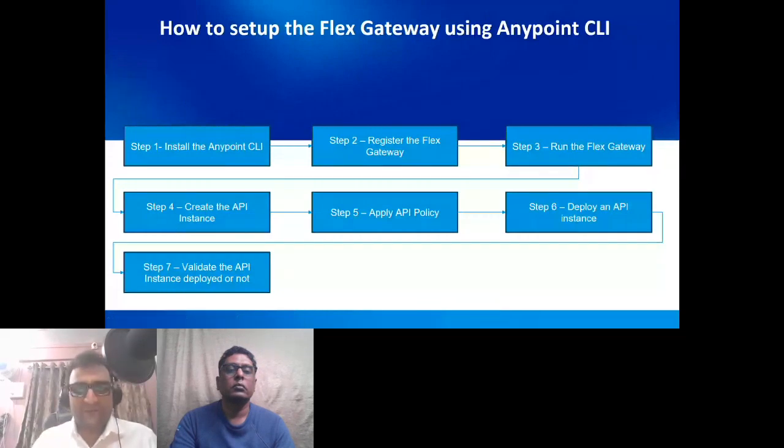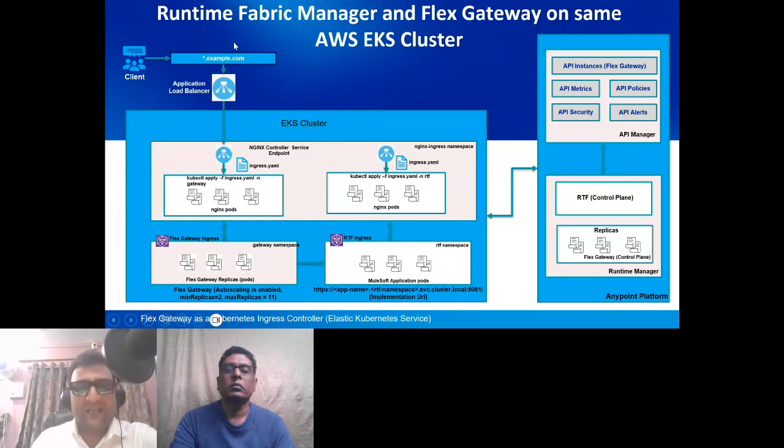So this is one of the complex architectures which we have implemented for one of the customers. Generally, what we have done is the Runtime Fabric manager and the Flex gateway are running on the same AWS EKS cluster. So we have an Elastic Kubernetes Service where we have Runtime Fabric, RTF, already running. RTF is a self-managed Kubernetes, right?